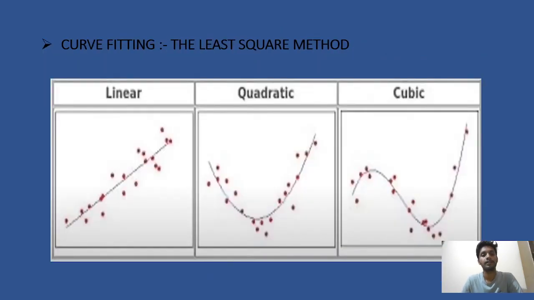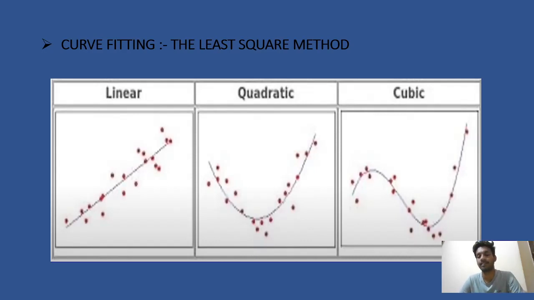Curve fitting, the least square method. You can see three graphs here. Firstly, the linear graph, then the quadratic graph, and the cubic graph. And you can see that the points are scattered in different shapes. Like these points have been scattered like this. It's a slanting line which is linear, and then we can see a quadratic line. Like what is it? A parabola? Okay, I'm not sure about it, but I guess it's a parabola.